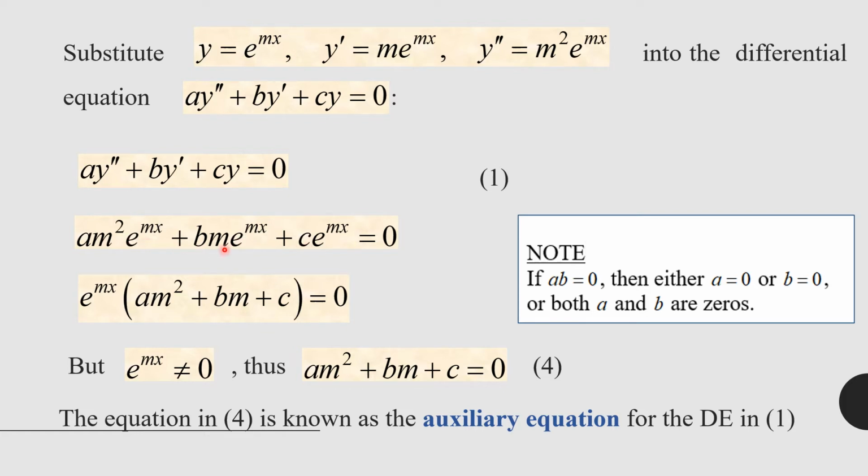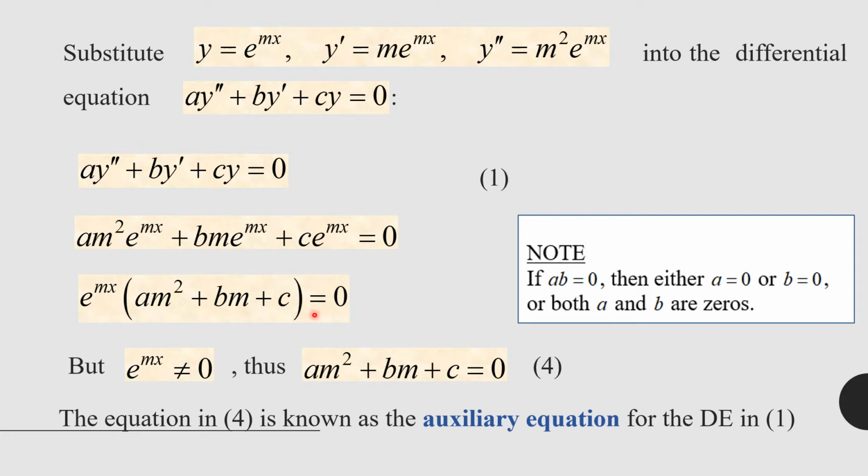Notice that we have a common factor e to the mx among all these three terms. Since e to the mx is a common factor, we can factor it out, leaving am squared plus bm plus c in this bracket. So now we have a product of two factors equal to 0: e to the mx is one factor, multiplied by another factor, am squared plus bm plus c, equals 0.